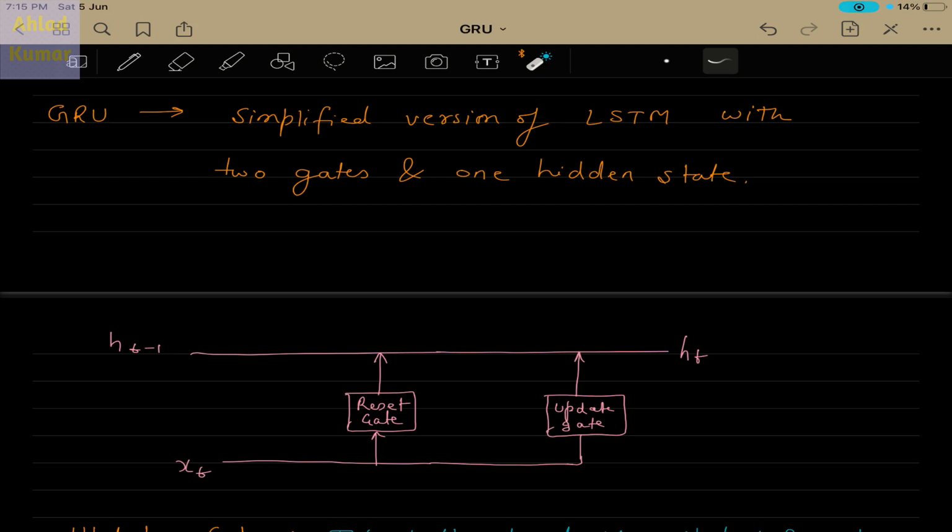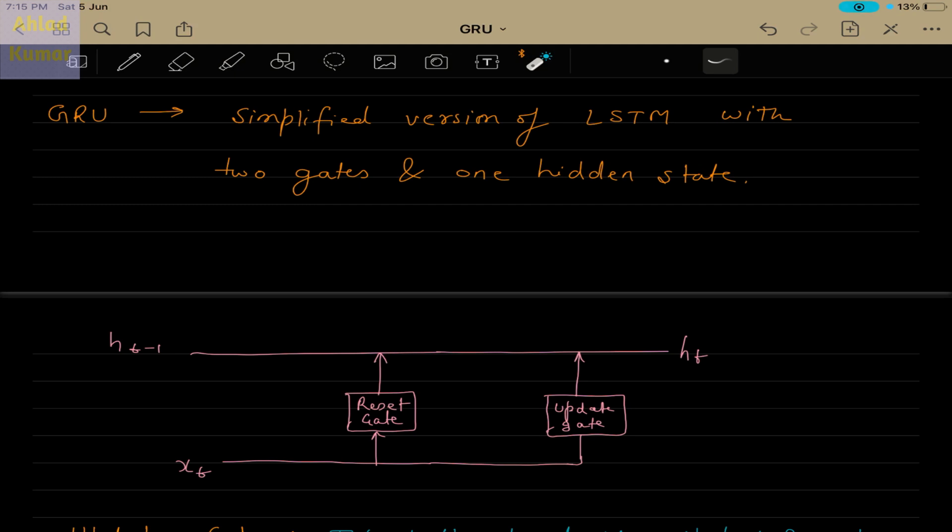As it has 2 gates and 1 hidden state, it can be easily represented in a very simplified view as shown over here. You can see we are representing GRU by this very simplified diagram. Here, if you observe, we have the 2 gates which we are discussing. One is the reset gate, another one is the update gate. These are the 2 gates which control the information passed from one GRU unit to the next GRU unit.